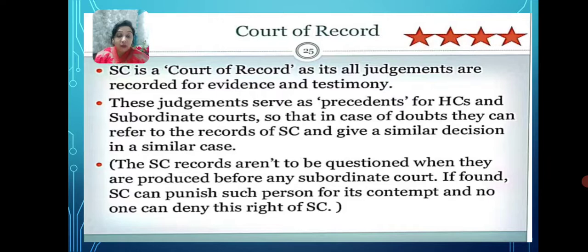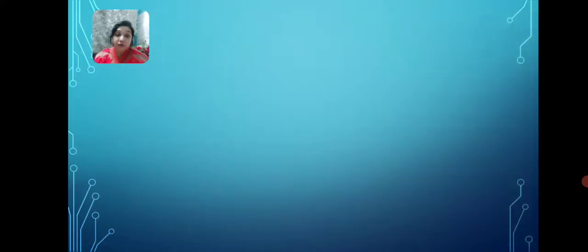The Supreme Court records aren't to be questioned. Sometimes corruption increases so much that when a case is reopened, even the files disappear or are made to disappear. Okay, and this happens only in our country, the great India. So the Supreme Court records aren't to be questioned when they are produced before any subordinate court. The Supreme Court can punish such a person for its contempt, and no one can deny this right of the Supreme Court. So this is what we understand by the court of record.